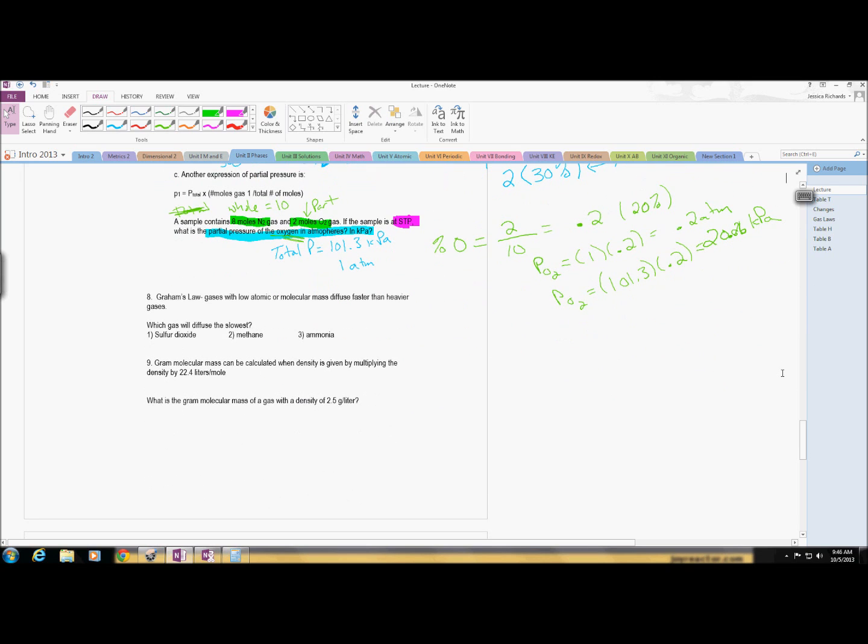Graham's law is a concept that says, and this is a really difficult one, that heavy gases move slow, and light gases move fast. When you talked about diffusion in biology, particles always move from areas of high concentration to areas of low concentration. How fast that happens with gases depends on how heavy they are.